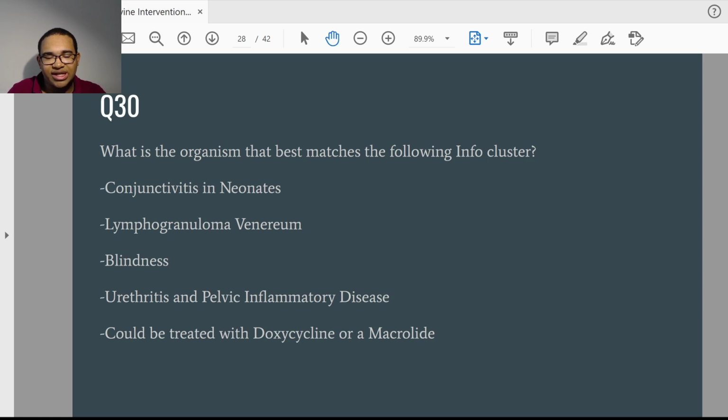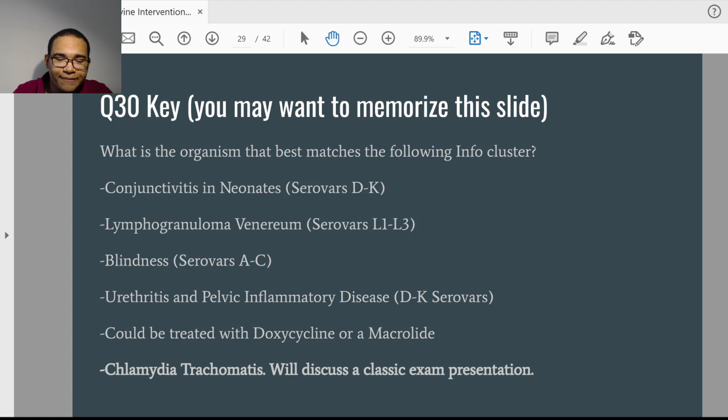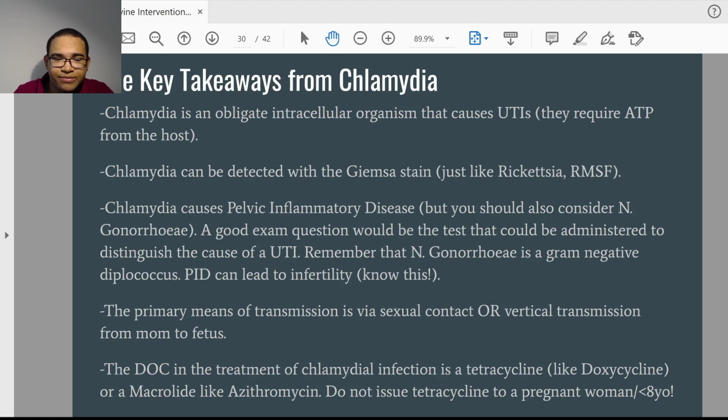I've even seen questions where the person has a UTI, and again, you don't see anything after you do a gram stain, and you're like, this is chlamydia, right? So again, just something to keep in mind for purposes of exams. That's the classic exam presentation I'm talking about. You better make sure you know your serovars, right?